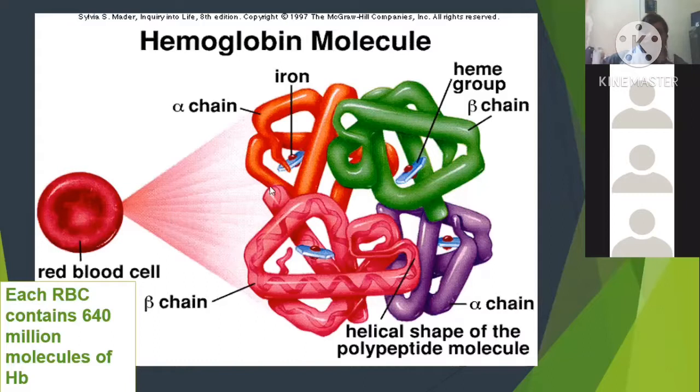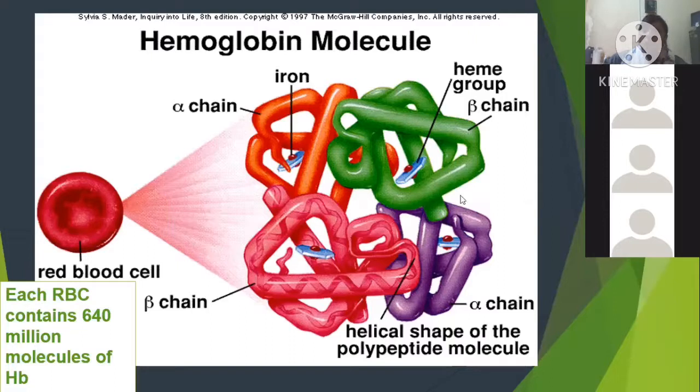Now looking at the structure of it, this is the structure of a single hemoglobin protein. You can see different colors depicted: orange, green, purple and pink, right? Each of these is a polypeptide chain, which means this hemoglobin has four different polypeptide chains. Out of these four, two are similar in structure, like the orange and purple. The four different colors are given just to make you understand that a hemoglobin consists of four different subunits, or four polypeptide chains.